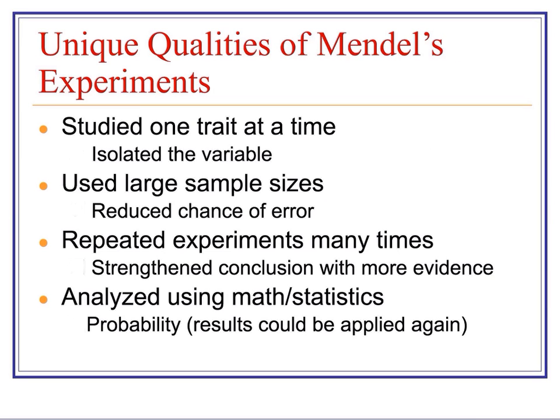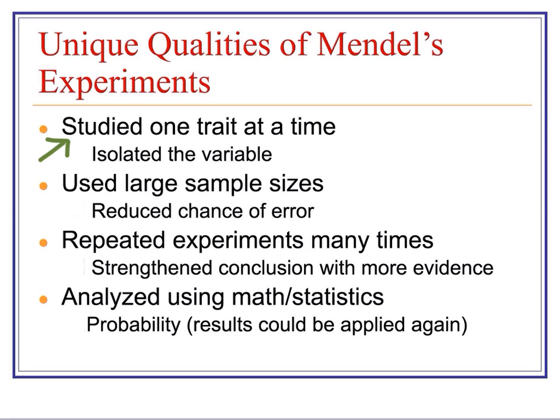What made Mendel's experiments so important to our understanding of genetics is that he really did a great job of following the scientific method. So one thing he did is he studied one trait at a time. He isolated the variable. So think about when we set up an experiment, we always are trying to isolate that one independent variable to see what effect that has. Another thing he did is he used really large sample sizes. So he was looking at thousands of plants.